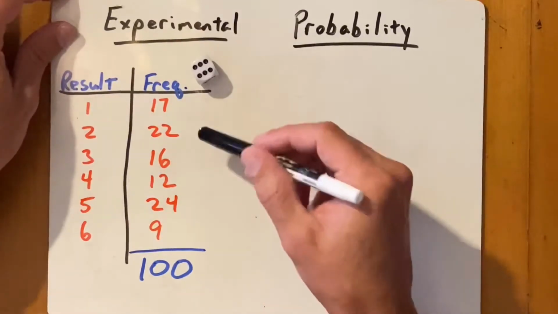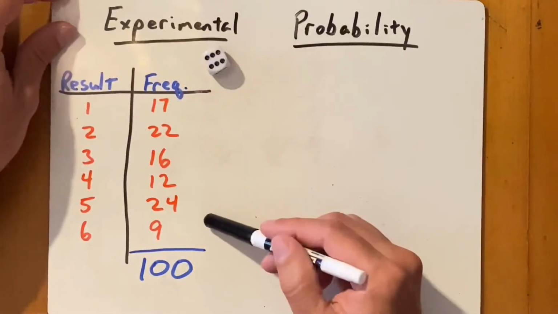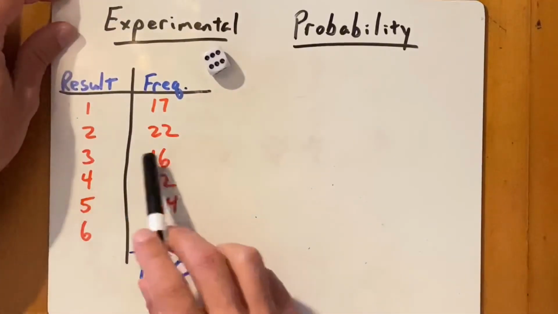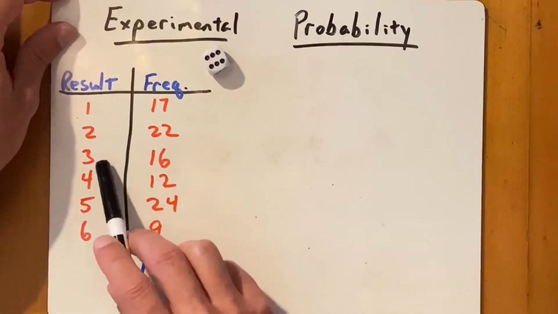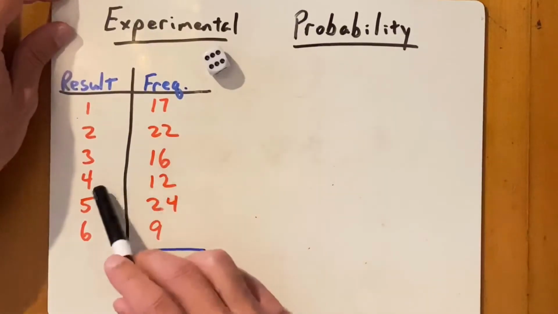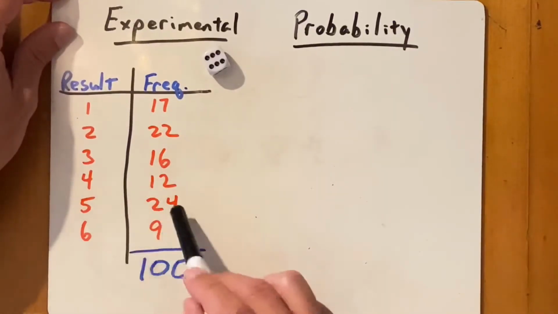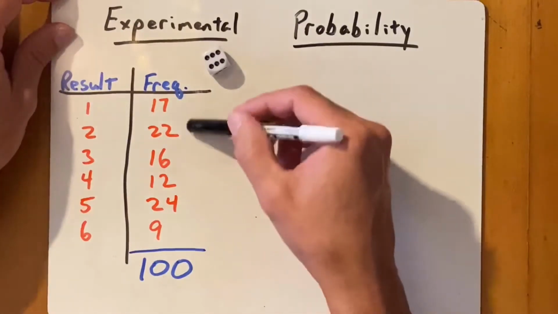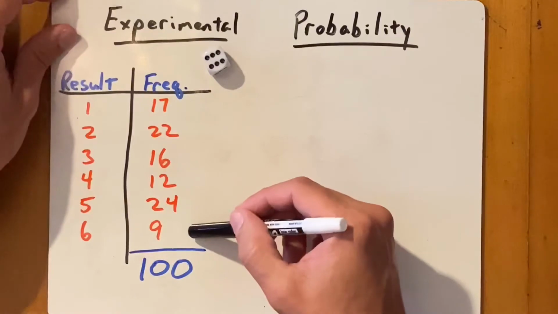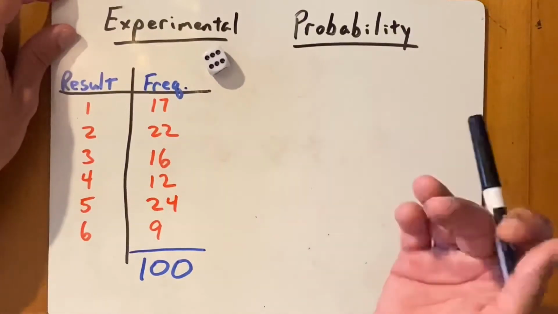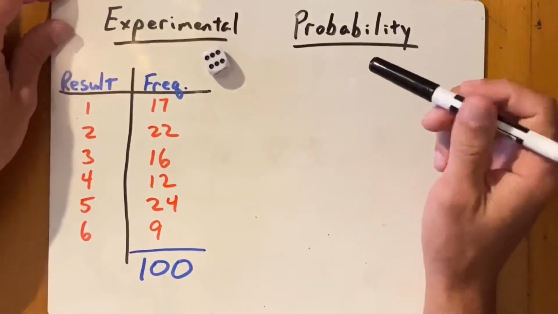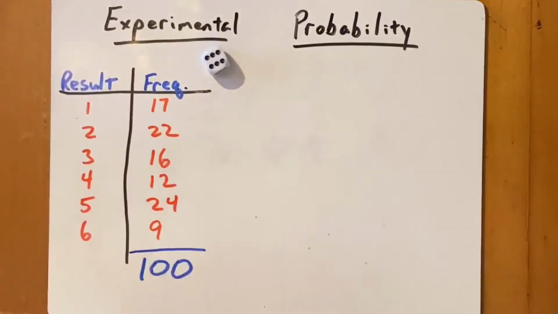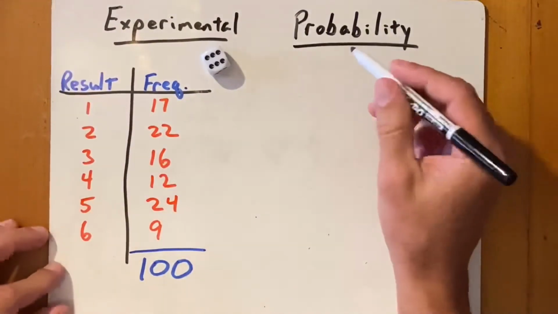So here's our data. We rolled it, and a 1 came up 17 times, a 2 came up 22 times, a 3 came up 16 times, a 4 came up 12 times, a 5 came up 24 times, and a 6 came up 9 times. Obviously these numbers are a little different from each other, but this is just how they rolled when we conducted the experiment. Now we're going to make some predictions based on that information about what's going to happen moving forward.